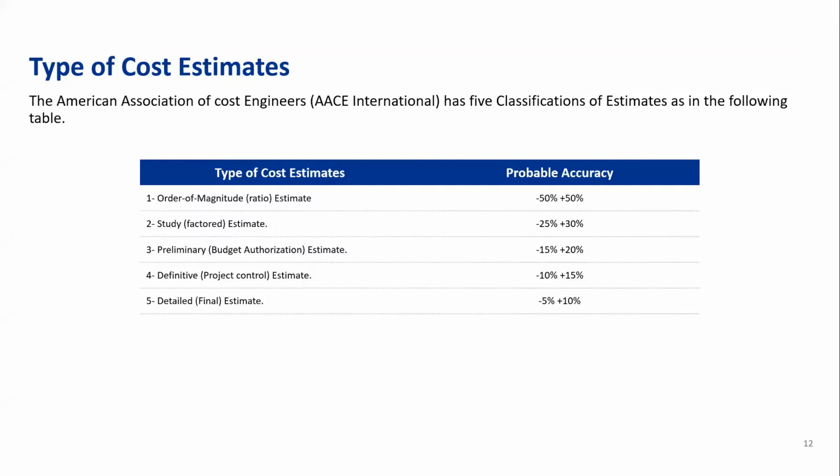Then number 5 is the detailed or the final estimate, and in businesses they refer to it as the ER estimate. This is from minus 5% to plus 10%. Later, I will demonstrate for you what we mean by the accuracy.